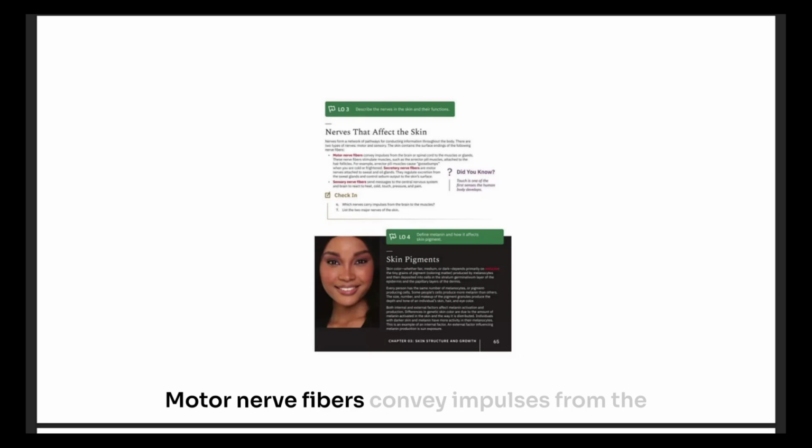Motor nerve fibers convey impulses from the brain or spinal cord to the muscles or glands. These nerve fibers stimulate muscles such as the erector pili muscles attached to the hair follicles. For example, erector pili muscles cause goosebumps when you are cold or frightened. Secretory nerve fibers are motor nerves attached to sweat and oil glands. They regulate excretion from the sweat glands and control sebum output to the skin surface. Sensory nerve fibers send messages to the central nervous system and brain to react to heat, cold, touch, pressure, and pain.